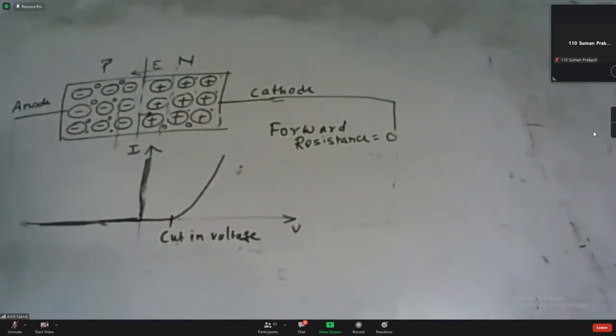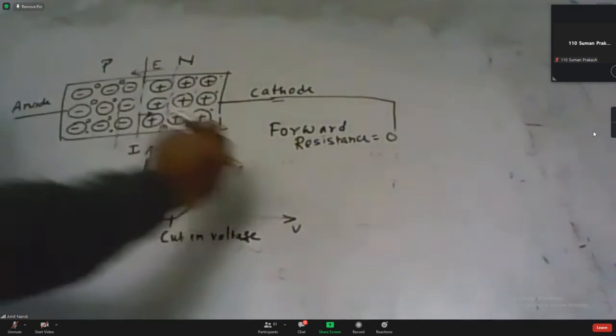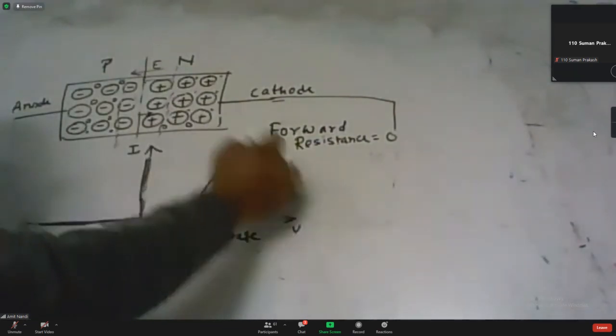So from this graph, we can easily say that the diode is not a linear element. Resistor is a linear element, capacitor is a linear element, but this diode is a non-linear element. Here the voltage-current relationship is not linear. So we can say that it is a non-linear element because here the current increases exponentially. And we can write the equation for this current in that way.